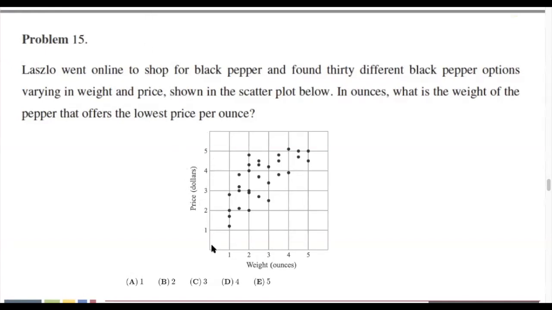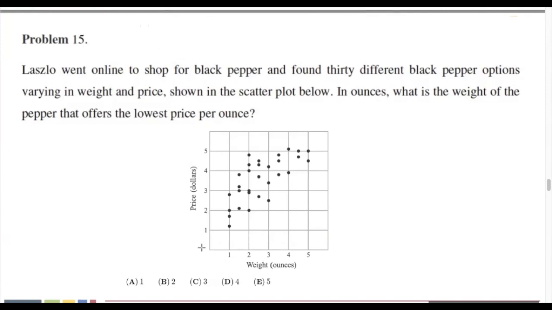But in other words, let's say we have a different data point. Let's just call a data point over here, and we draw the line from 0, 0 to this point. Well, the price per ounce is just equal to this price over this number of ounces, and that's just the slope of the line. So we're looking for the point such that it has the lowest slope with 0, 0, because that'll minimize its price per ounce. So we want to minimize the slope, right?